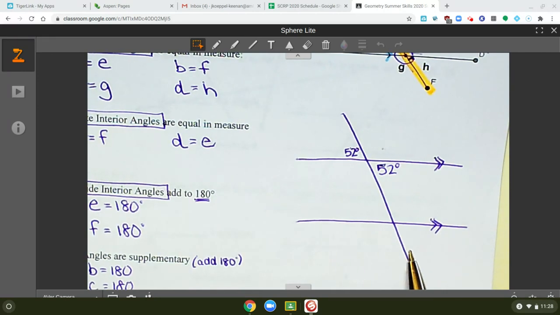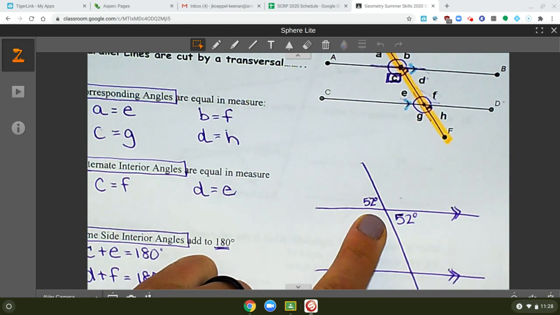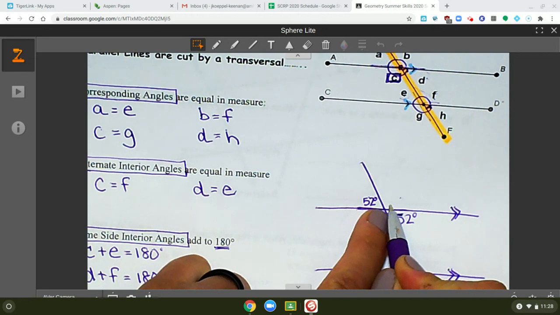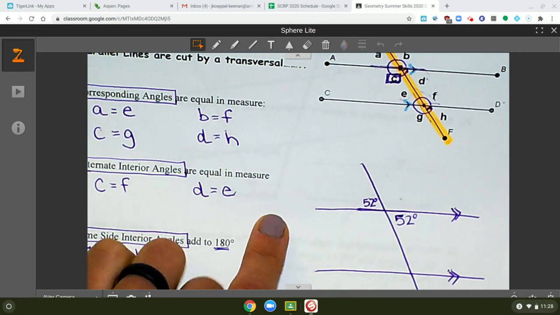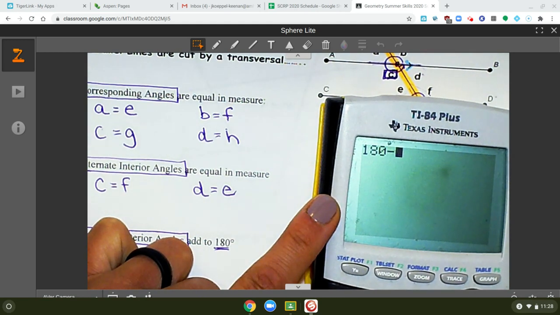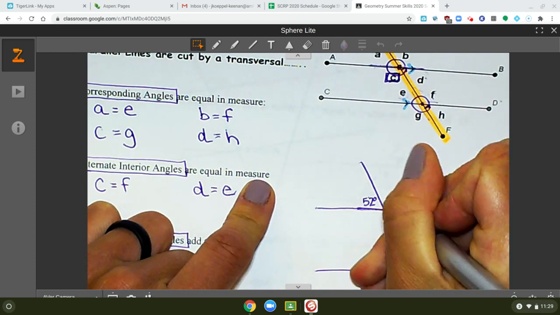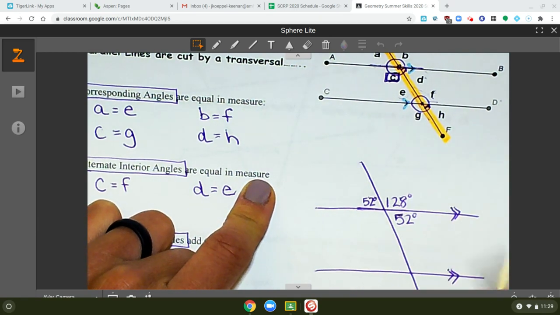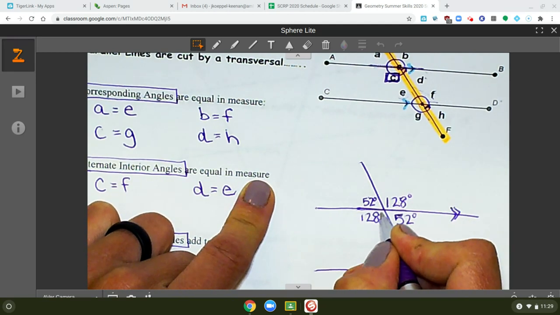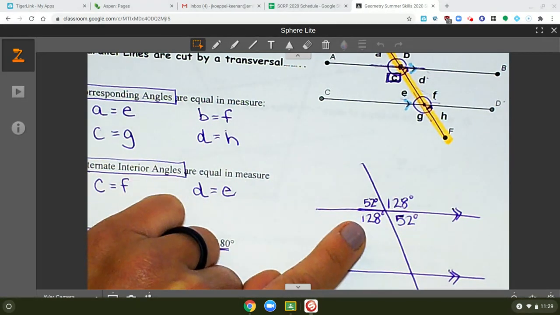Now, we can also use the idea that we have linear angles. So if this angle is 52 and this is a straight line, can we find the angle that is adjacent or next to it? We sure can. And we can do that by taking 180 minus 52, and we get 128. Now, if this angle is 128, its vertical angle here is also 128 degrees. So now we have all four of these angles filled in.